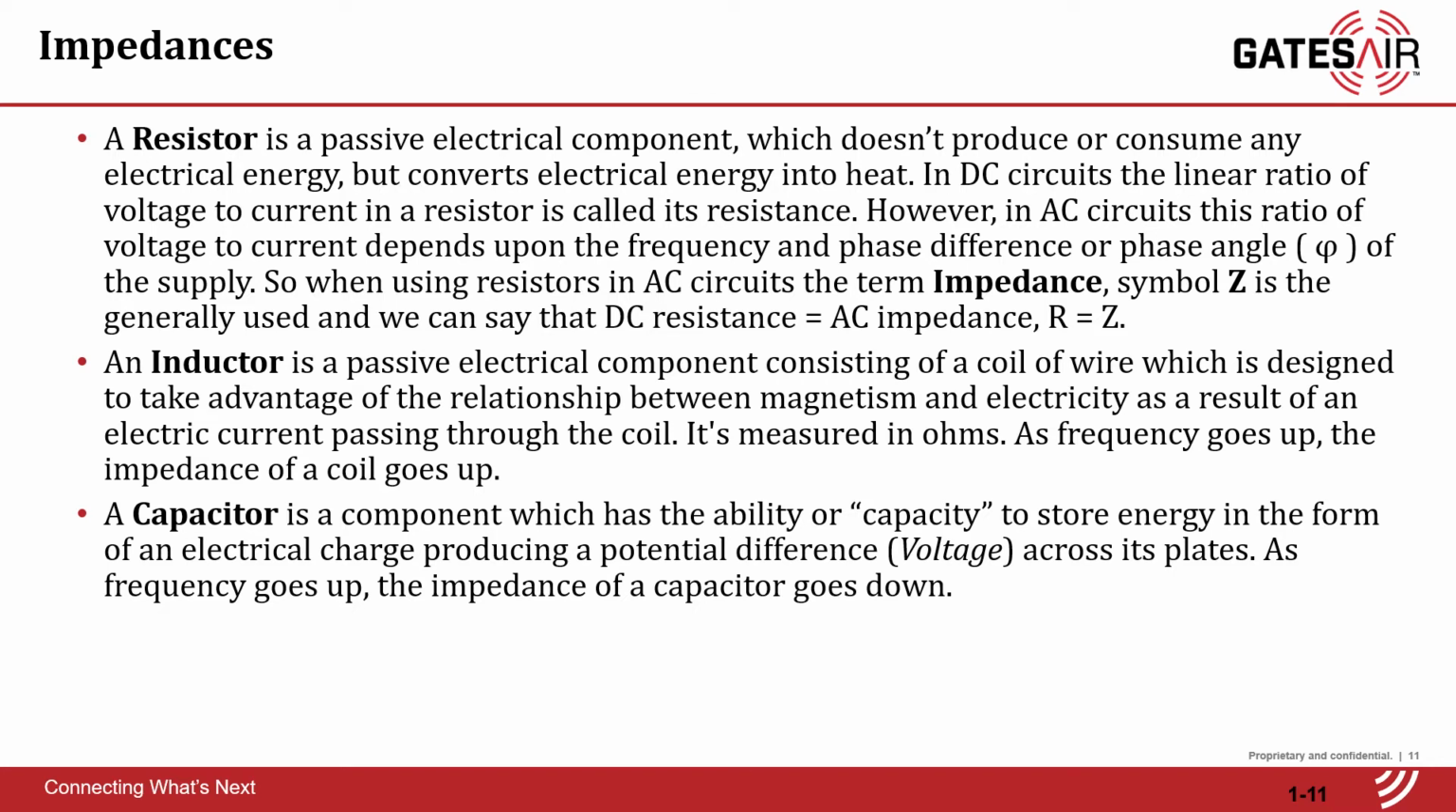A resistor is a passive component. It doesn't produce or consume any electrical energy, but converts it to heat. In DC circuits, the linear ratio of voltage and current is called the resistance. In AC circuits, it's called impedance. An inductor is also a passive component. The inductor appears as a short to DC, like a straight wire. As the frequency goes up, the impedance goes up due to the magnetic field that builds up around it.